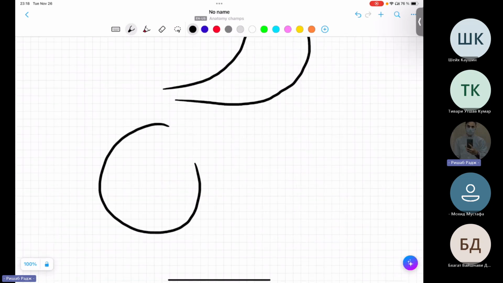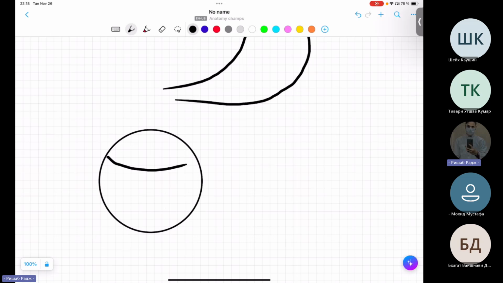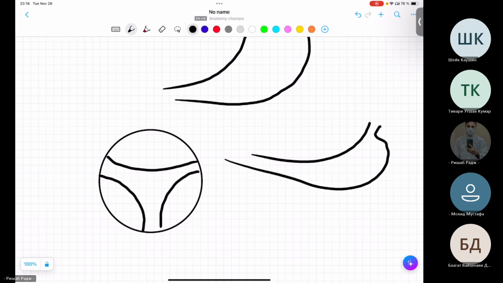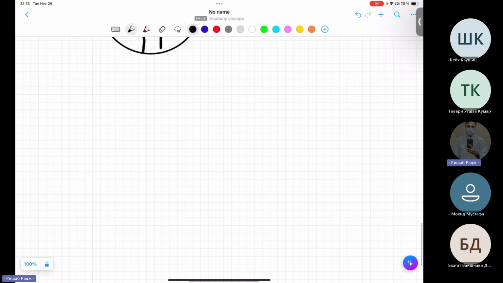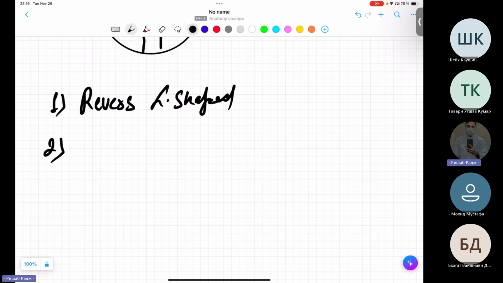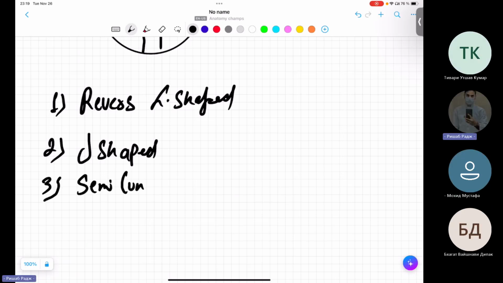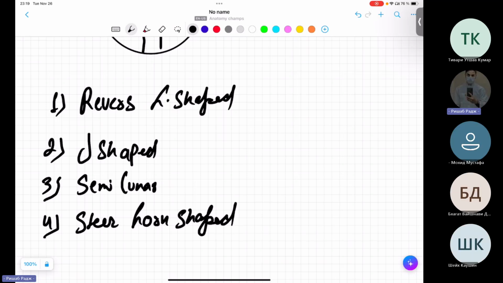What is steer horn shape? You're driving a car, you have a steering wheel, right? So it can be like a steer horn, which is just very dilated. So what are the types of stomach which I just told you? The first can be reverse L shape. Second can be J-shaped. Third can be semi-lunar. And fourth, steer horn shaped.